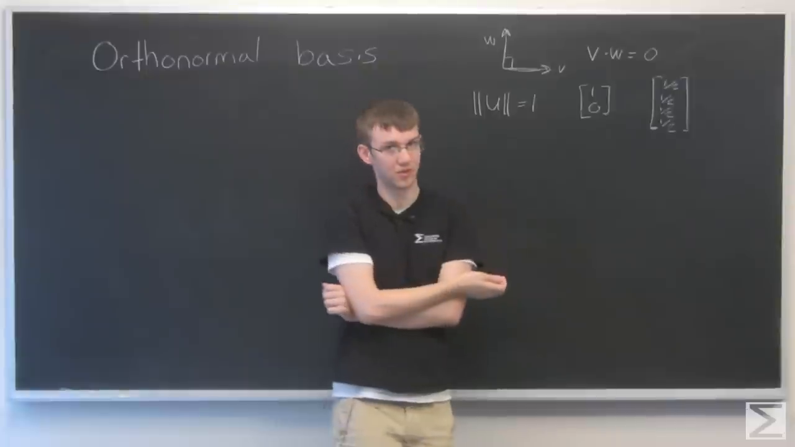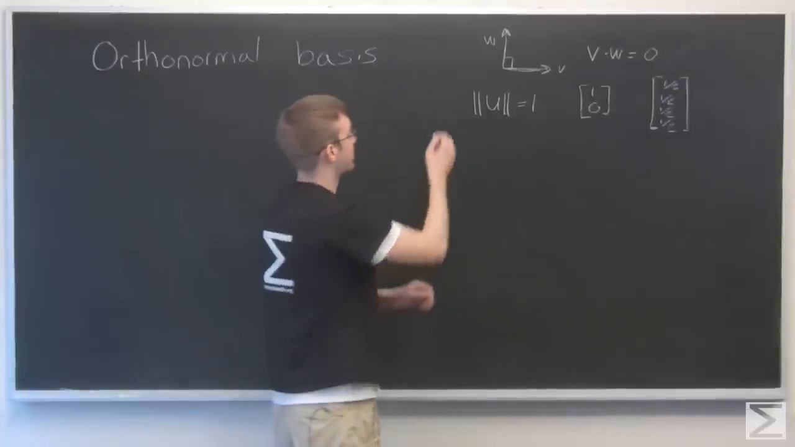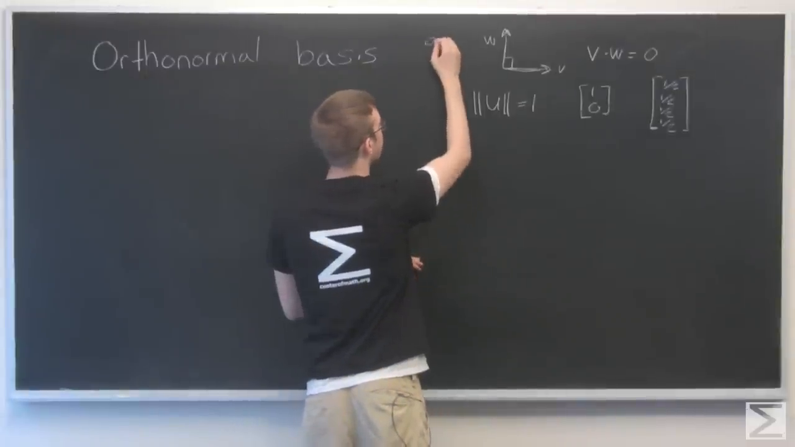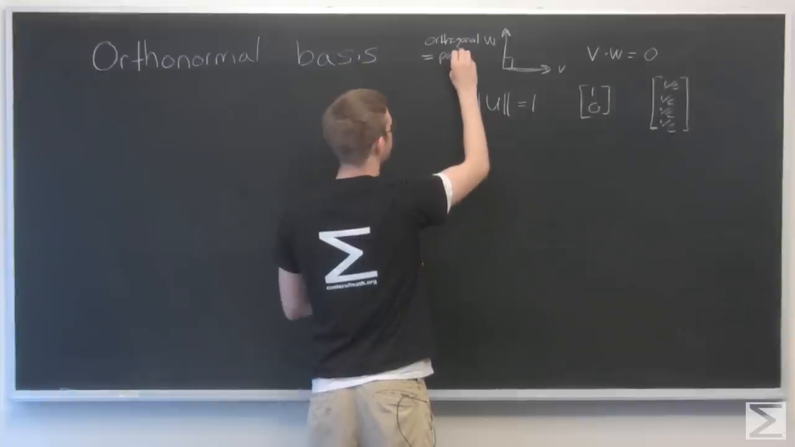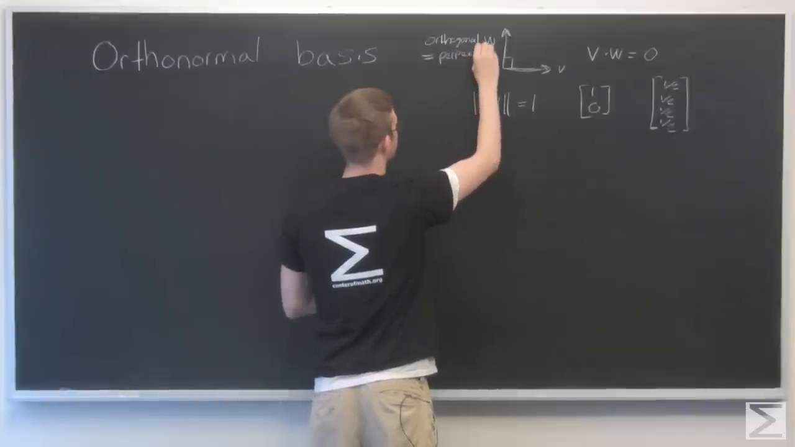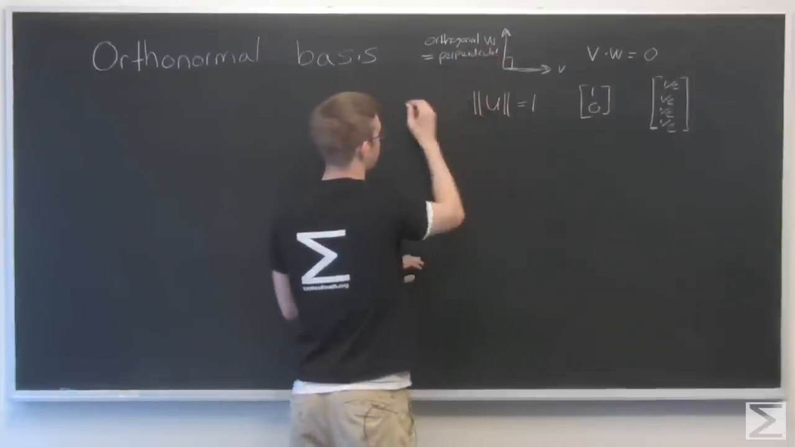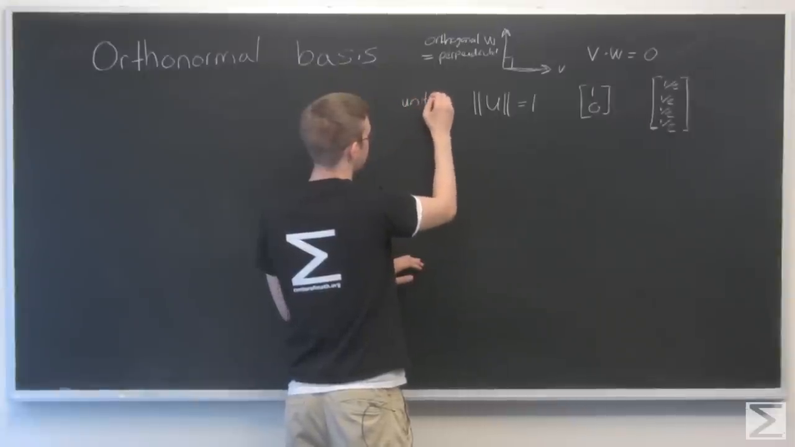So hopefully you remember those two concepts. Orthogonal is equal to perpendicular. And this is just what a unit vector is.